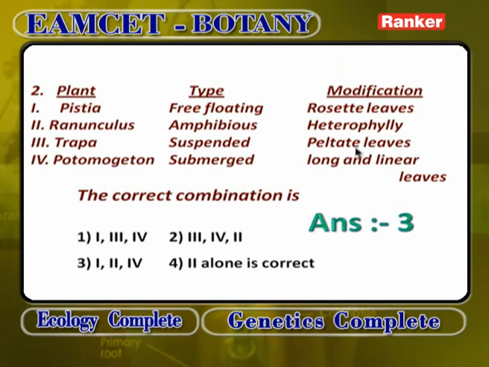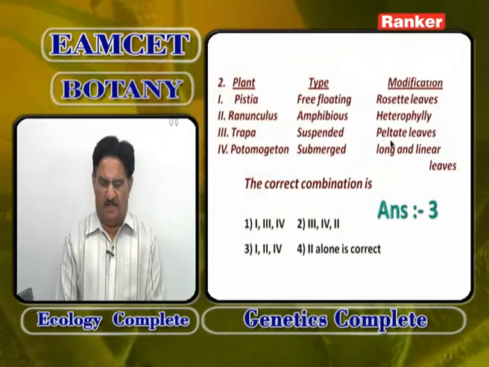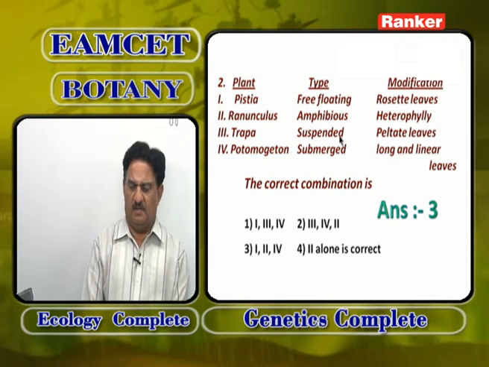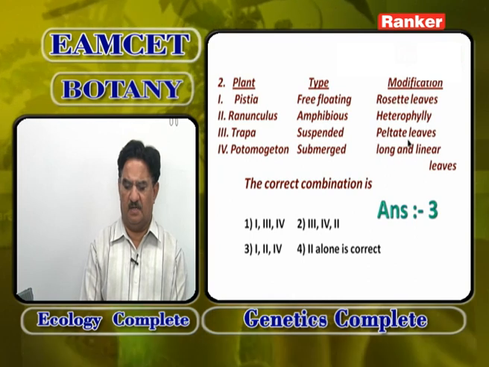What is a peltate leaf? A leaf with a long petiole attached on the ventral side almost at the center is called a peltate leaf. These peltate leaves are found in Nymphaea and Nelumbium, not in Trapa. Trapa is not a suspended hydrophyte, it is a free floating hydrophyte, and peltate leaves is wrong. So, the Trapa combination of suspended and peltate leaves is wrong.